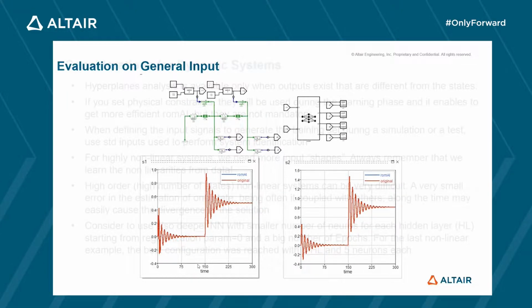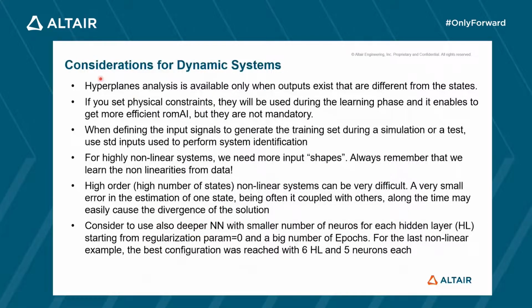So the considerations that we have for dynamic systems is that hyperplanes are not available if your state variables and outputs are the same. But if you have an output that is different from the state variable, then you can visualize it with the hyperplanes. If you set physical constraints, they are used in the learning phase, and it helps you get a more efficient ROM AI, but physical constraints are not mandatory. Due to the way that neural networks work, it will accommodate even you not specifying physical constraints.